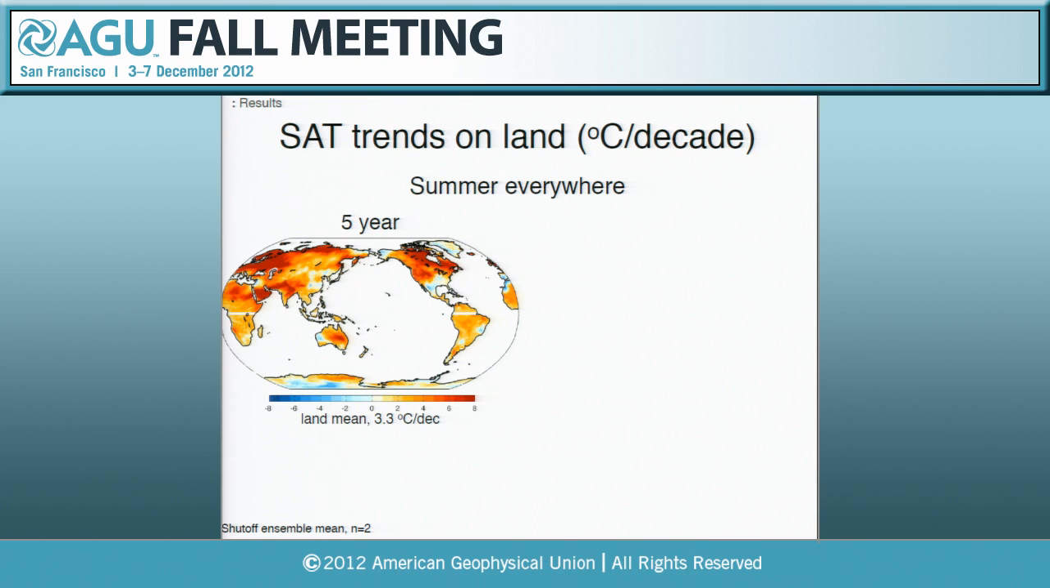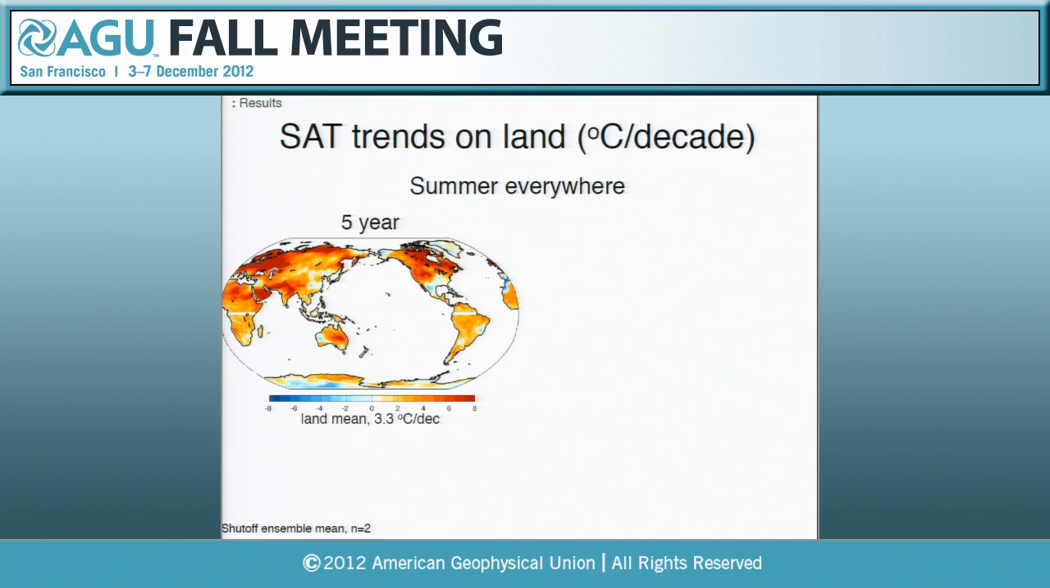And I should say that I'm focusing on temperature trends, and I've chosen to look at just summer in both hemispheres. The reason I did that is because of the implications it has for global food production. Crop yields are very sensitive to temperatures.